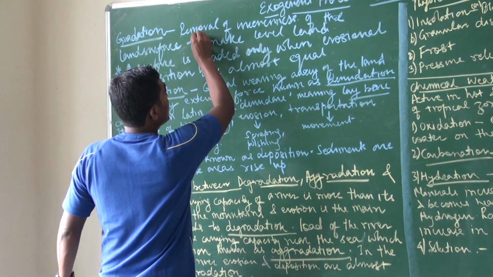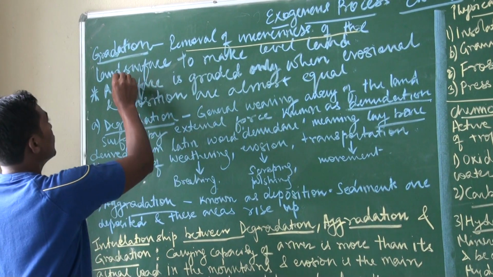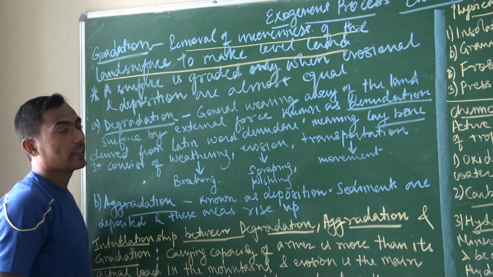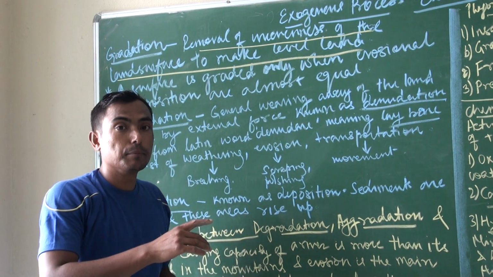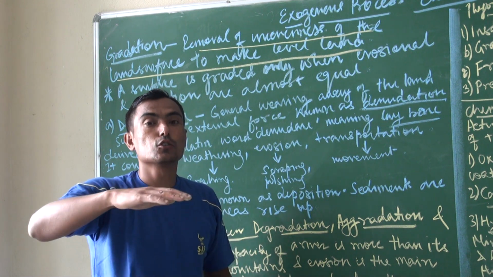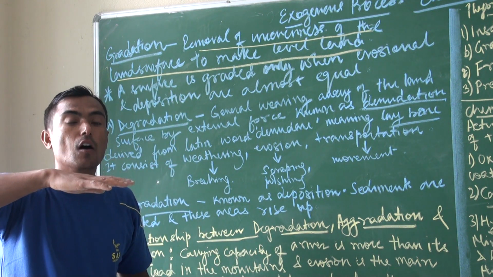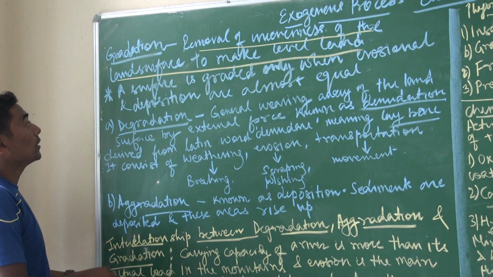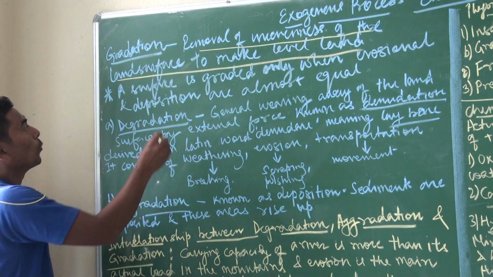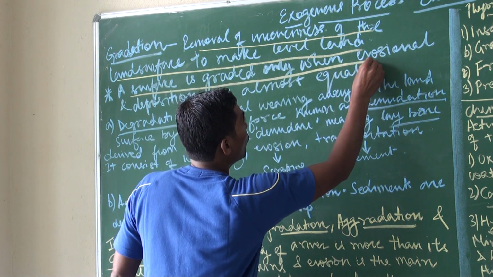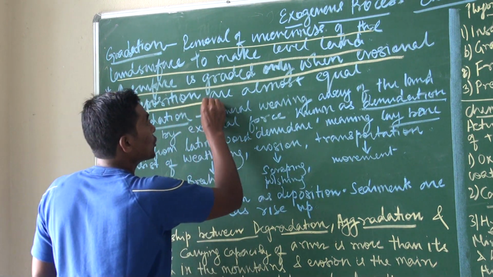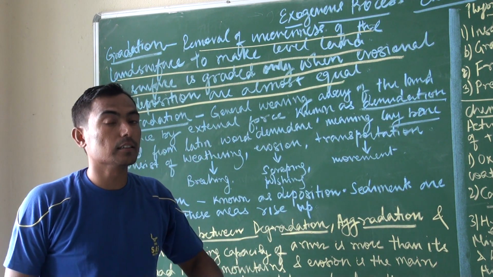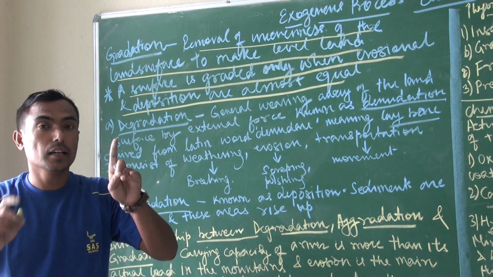Now, gradation means removal of unevenness of the land surface to make level land. It means that gradation means to remove the unevenness of the surface so that the land will come on the same level. That is called gradation. Now, this gradation comes into existence when a surface is graded only when erosional and depositional processes are almost equal. It means that gradation comes into existence when the deposition and the erosion are almost equal.